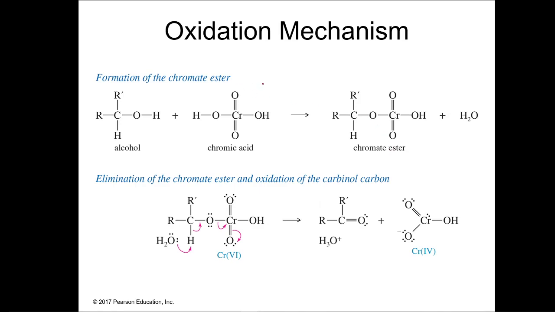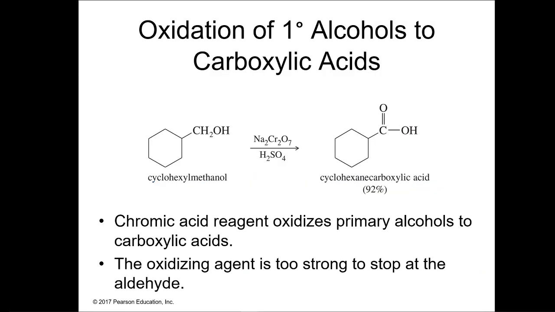So here's the mechanism. The first thing that happens is your chromic acid gets deprotonated and forms an ester with the alcohol. That's the chromate ester. Then you get deprotonation, formation of a double bond, and that kicks out the chromate ion. Okay? So essentially you're deprotonating that oxygen and stabilizing the negative charge so that the carbon can get deprotonated and form the double bond.